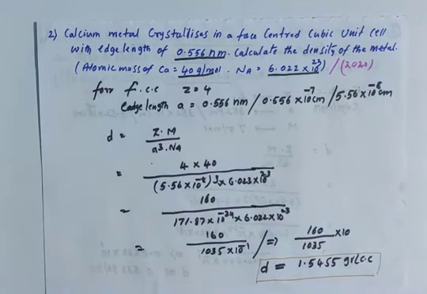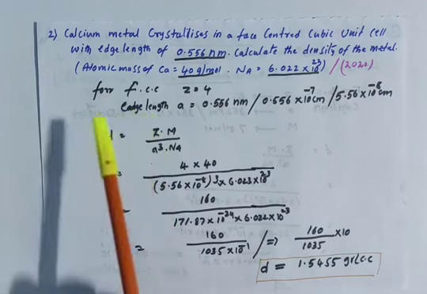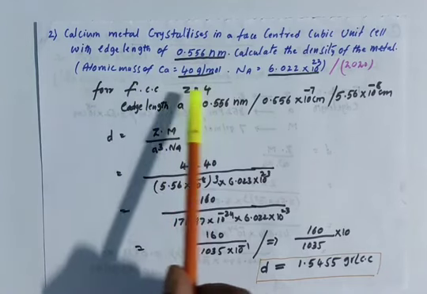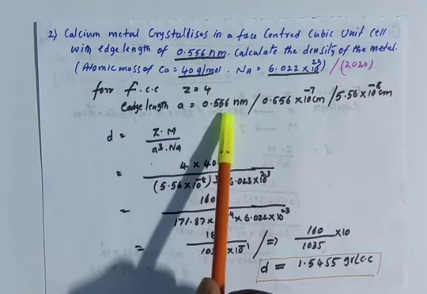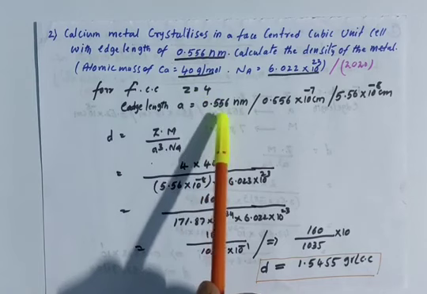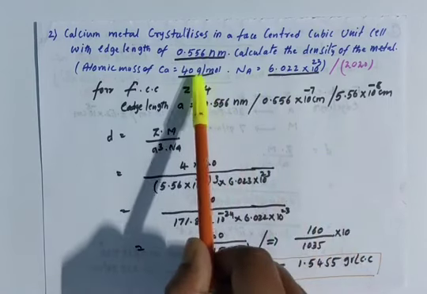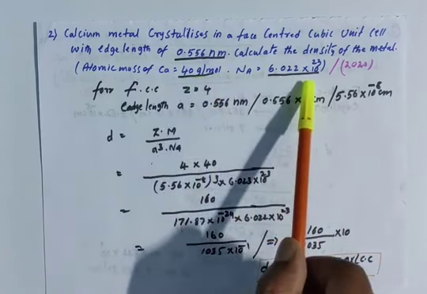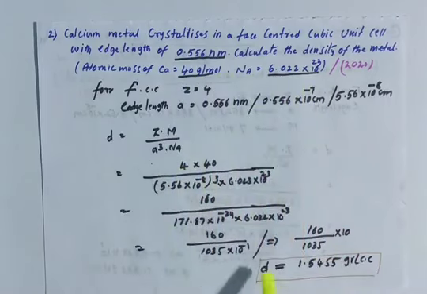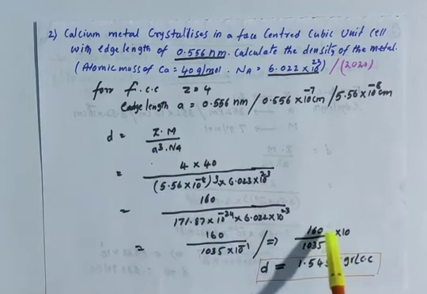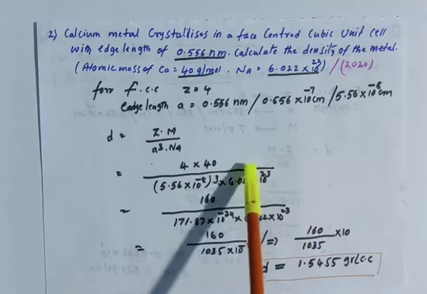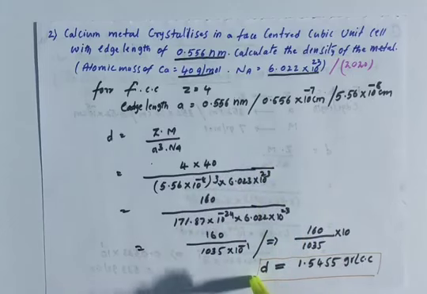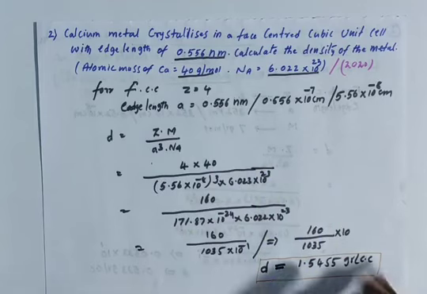So you have to remember that BCC gives Z value 2, FCC gives Z value 4. Edge length they will give in picometer or nanometer, that you have to convert into centimeter, and mass they will give, and the Avogadro number you know very well. So it is simple substitution and calculation. Like this you can calculate any problem based on BCC, FCC crystal density, and it is important for competitive exams also.